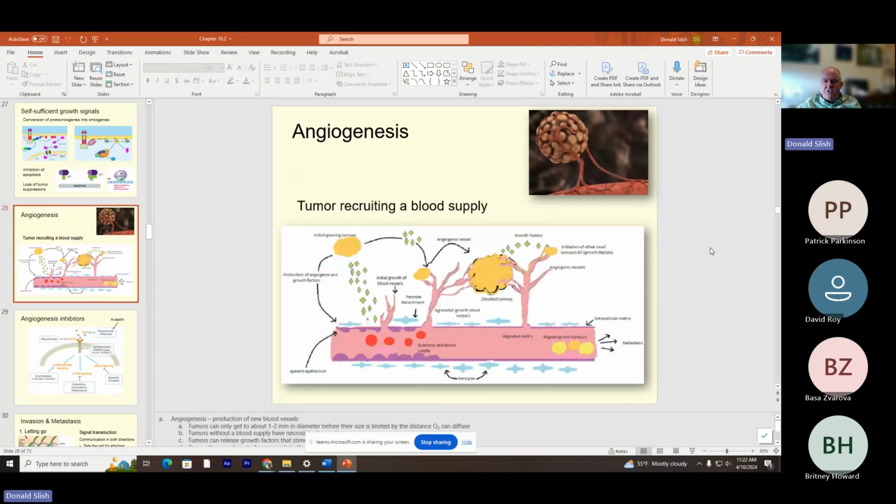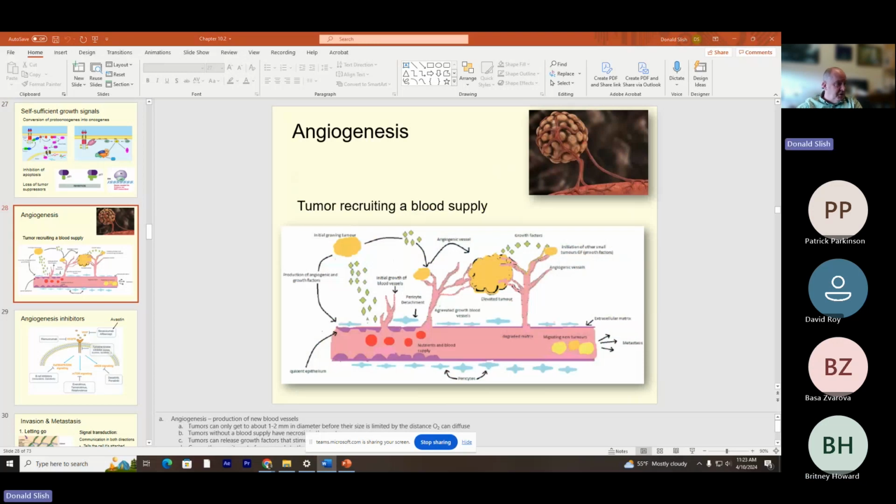Okay, angiogenesis. I like angiogenesis. The main thing I like about it is it gives us a really good target to get rid of tumors, because a tumor needs a blood supply in order to grow. When the tumor becomes hypoxic in the center, because oxygen can only diffuse so far, the inner cells of this cell mass become hypoxic, and they'll start releasing growth factors to recruit a blood supply to it. Things like VEGF, vascular endothelial growth factor, and FGF.